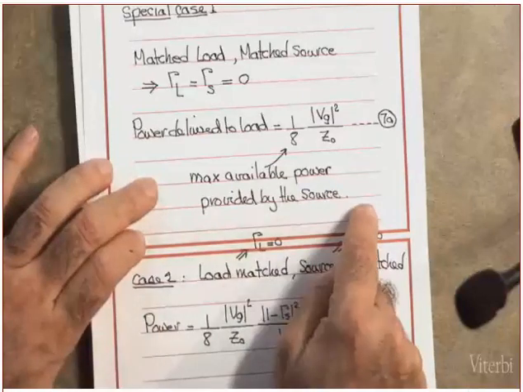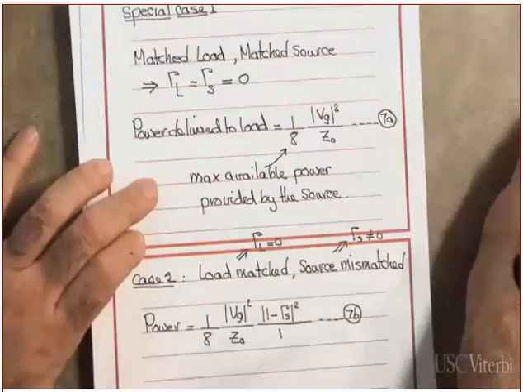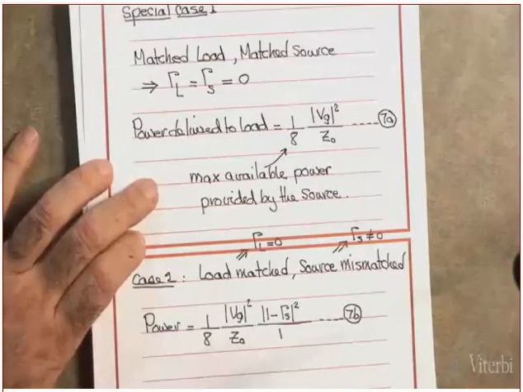Why do I say this is the maximum available power provided by the source? By the way, it's the same as saying what is the maximum power delivered to the load. Why?